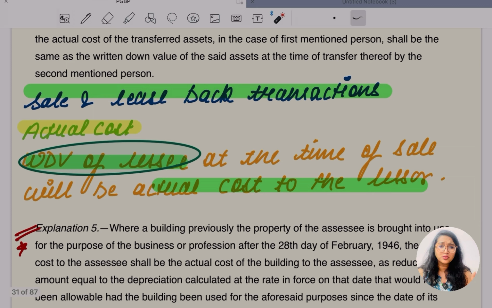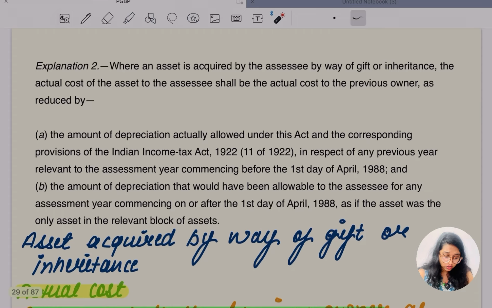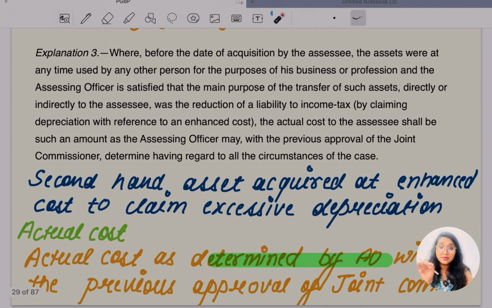Let me tell you the difference. Let's go back and do the comparison with Explanation 3, where a second hand asset is acquired just to enhance the cost. So who is going to determine the actual cost here? The AO is going to determine the actual cost here, with the approval of whom? The Joint Commissioner. This is all about Explanation 3.